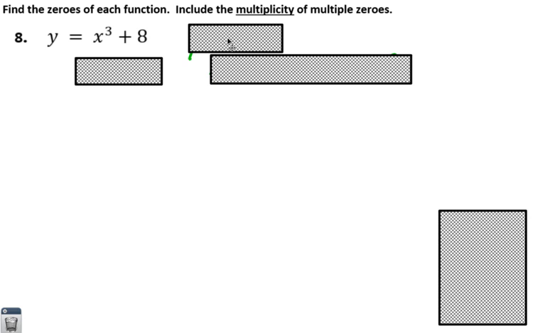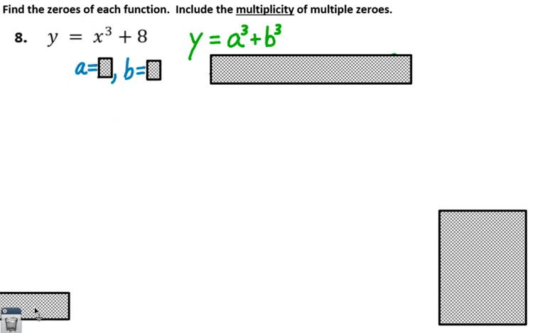And it turns out that you've got to remember this situation where you have either a sum of two perfect cubes or a difference of two perfect cubes. Number 8 is a sum of two perfect cubes. This would be your a cubed, and this would be your b cubed, which makes a equal to x, and b, what cubed equals 8? That's 2.